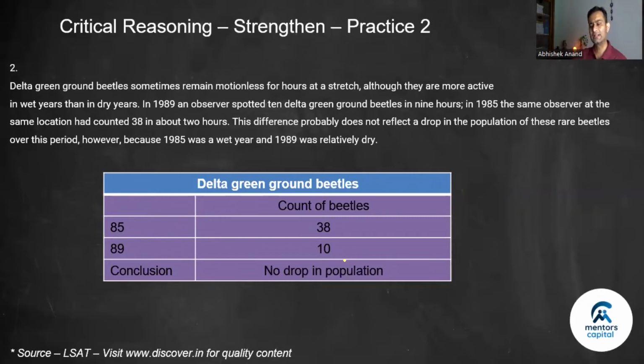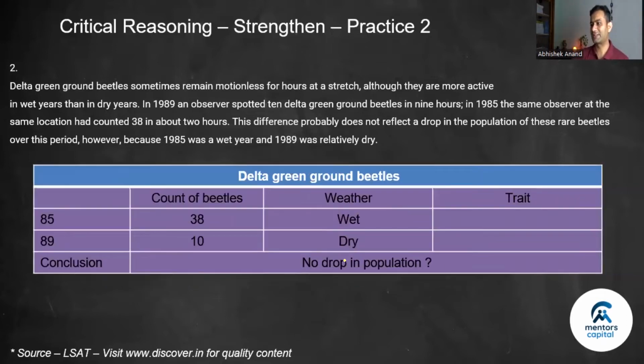But conclusion क्या है? That despite a major drop in the count of the beetles, there is no drop in population. The question is how? How can you say that? Because I'm counting a lesser number of beetles, right? So the justification that the author has given is that in 85, it was wet. In 89, it was dry.